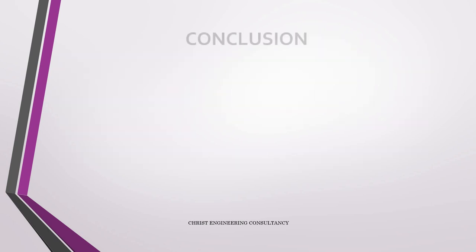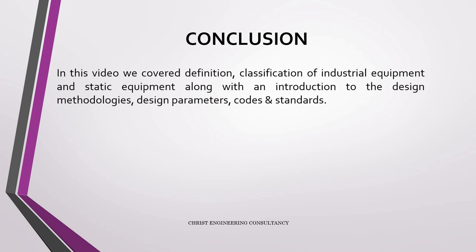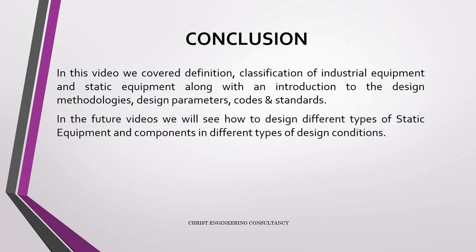So let us move to conclusion. In this video, we covered definition, classification of industrial equipment and static equipment, along with an introduction to design methodologies, design parameters, codes, and standards. In a future video, we will see how to design different types of static equipment and components in different types of design conditions. So let us see in the next video.